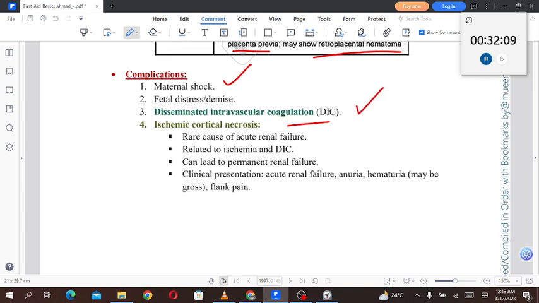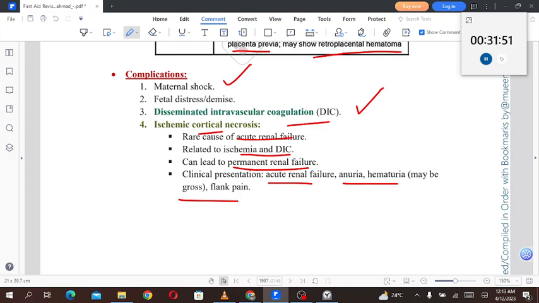Ischemic cortical necrosis, that is a rare cause of acute renal failure. So cortical means the cortex of the kidneys. So it is a rare cause of acute renal failure related to ischemia and disseminated intravascular coagulation, which can lead to permanent renal failure. Clinical presentation leads to acute renal failure, anuria, hematuria, maybe gross or flank pain.